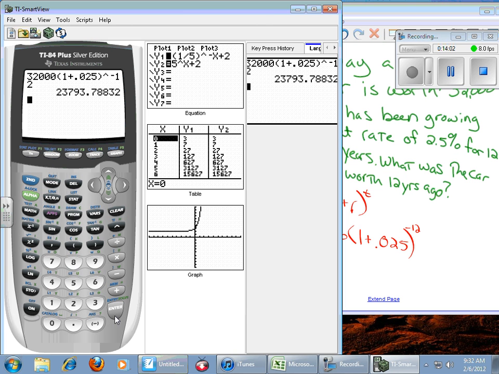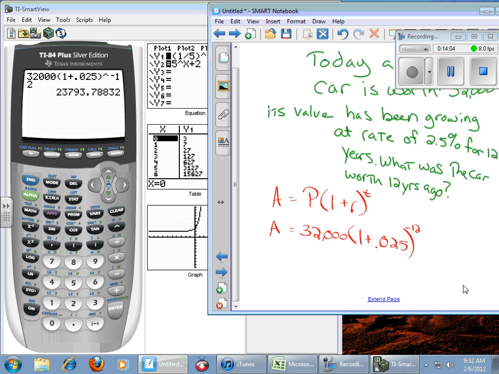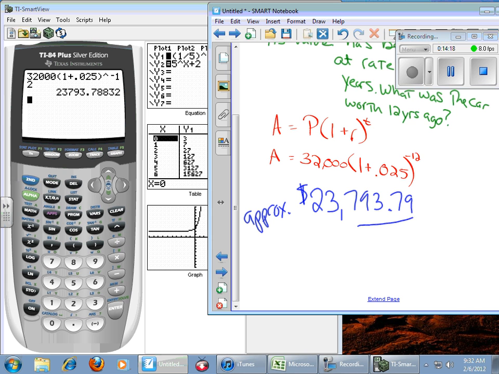Okay, so what is 23,793.79? Approximately. Okay, because we had to round. Approximately that value. That's a pretty decent investment. All right, this is a really real life skill that you can use. I mean, you can use this to help you figure out lots of things. It's used in all different walks of life.